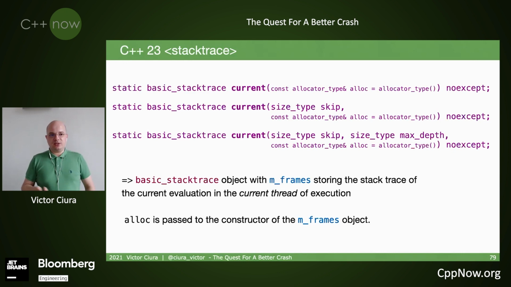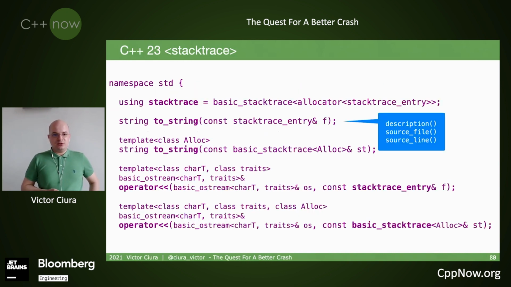And the allocator, as I mentioned, is necessary because this utility needs to allocate memory for each stack frame, and when it builds the description and source location information. So we're going to see some examples here. For example, description, source file, and source line.